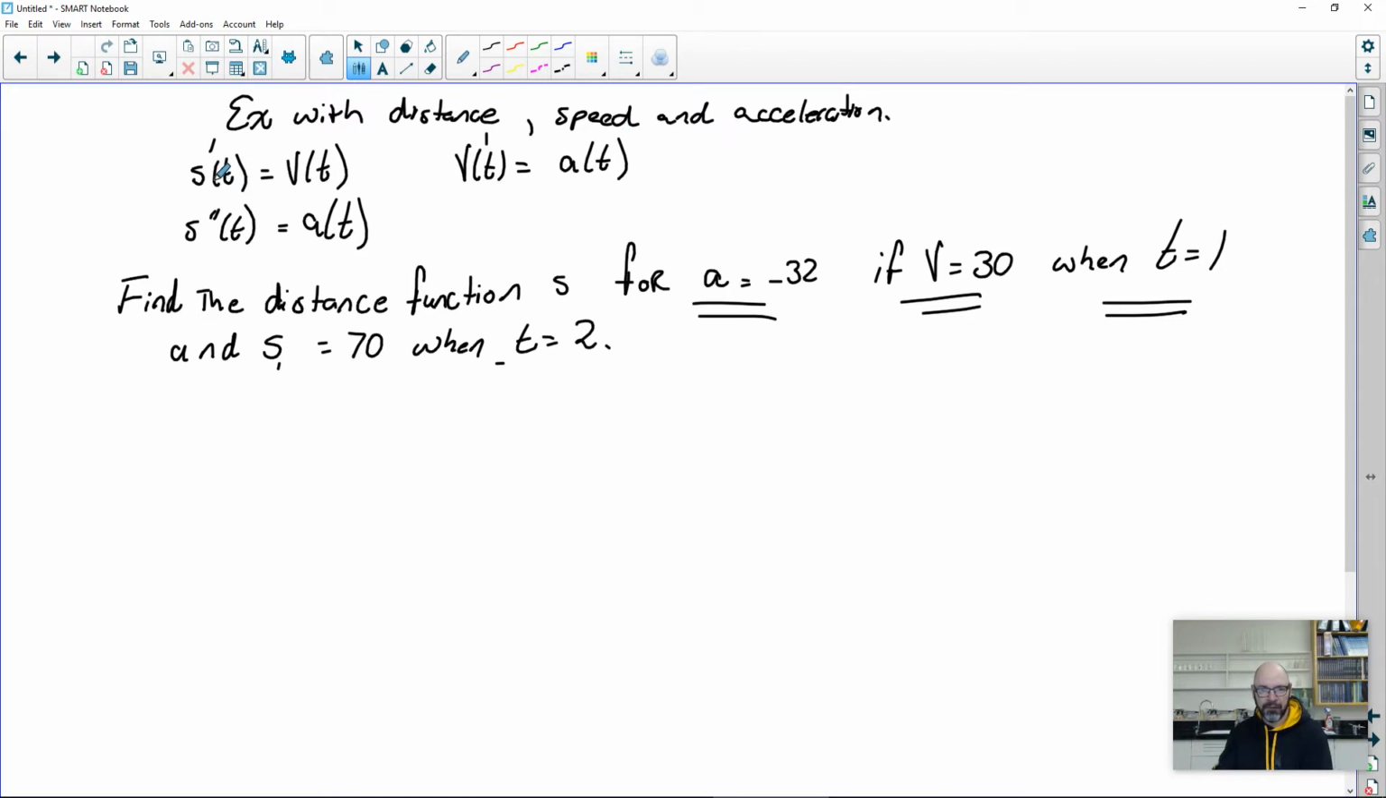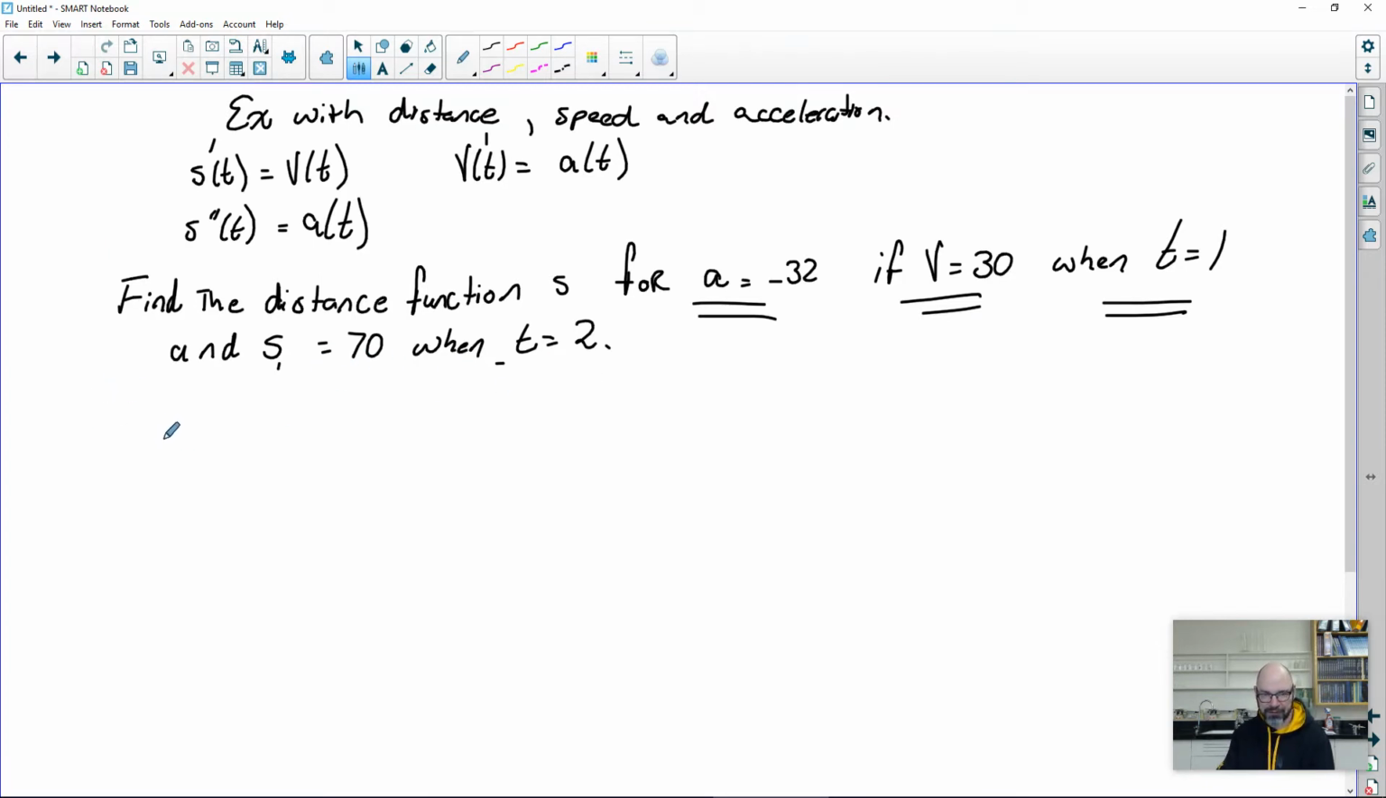Remember that if you take the derivative of s, you get velocity. If you take the double derivative of s, or distance, you get acceleration. If you take the derivative of velocity, you get acceleration. So we're going to find the distance function s for acceleration equals negative 32 if the velocity is 30 when t is 1, and the distance is 70 when t is 2.